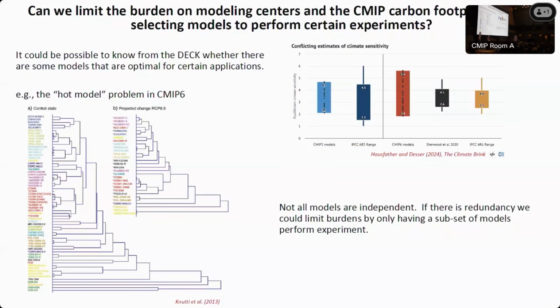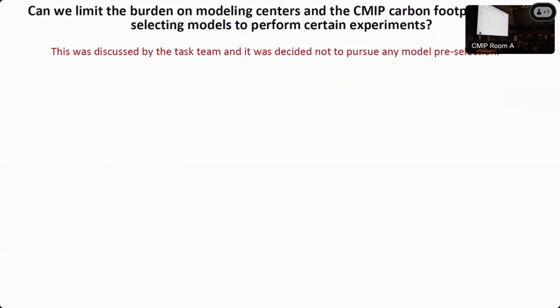And then also, not all models are independent. There's a common lineage to many of the models. And so maybe we could limit the burden by picking certain models from each different ancestry group to run different experiments. Ultimately, we discussed this and decided not to pursue any model preselection. And so what were the reasons for that?